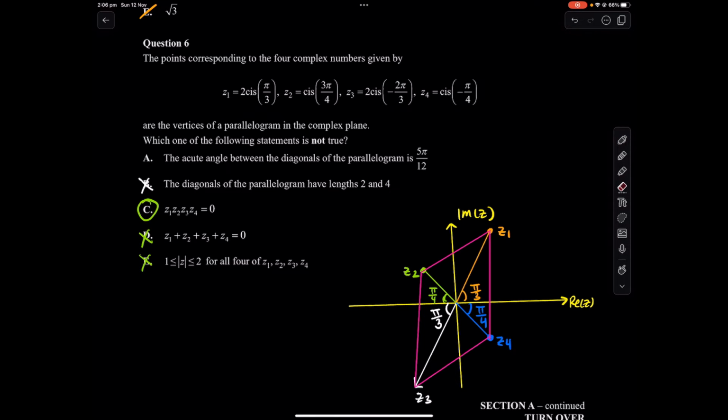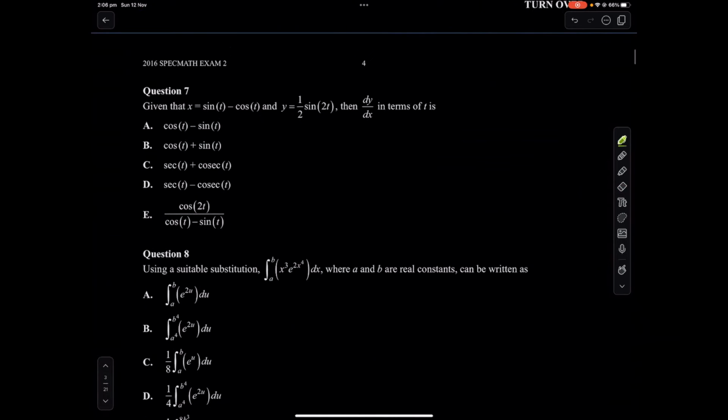So choose C. Question 7 says, given that x is equal to sine t minus cos t and y equals this, then dy dx is what? Okay, nice. So what about find the derivative of this? If I can find the derivative, which is dx dt, that'll be cos t plus sine t. Yes. If I find the derivative of this, it's dy dt.